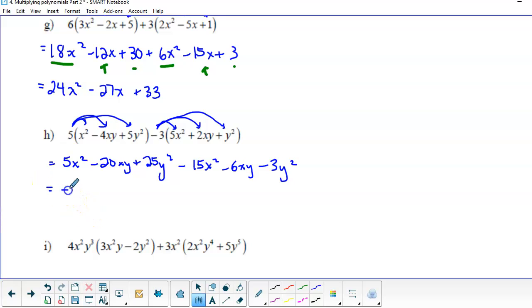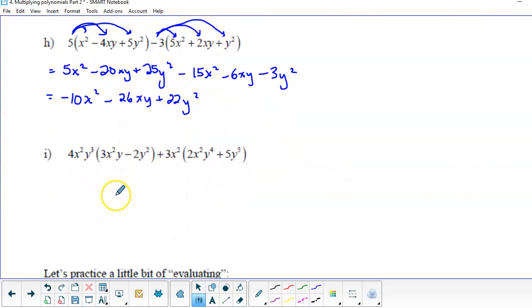Okay, so that's going to be negative 10x squared, and then negative 26xy, and then plus 22y squared. And so they're all degree 2. So I put the x squared because it's earlier in the alphabet. Put the term with an x and a y in it because there's still x's in it. And then the y squared.